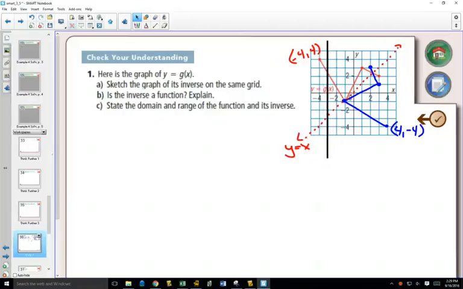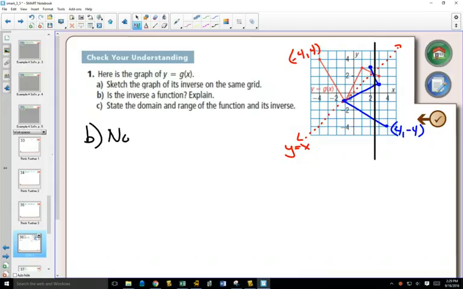But on our blue graph, there are multiple places where, for example there, our blue graph is touching the vertical line twice. We even have some places like this where it's touching it 3 times. If a graph ever touches that vertical line more than once, it is not a function. So for B, we would say no. All right, so the inverse is not a function because it didn't pass that vertical line test.